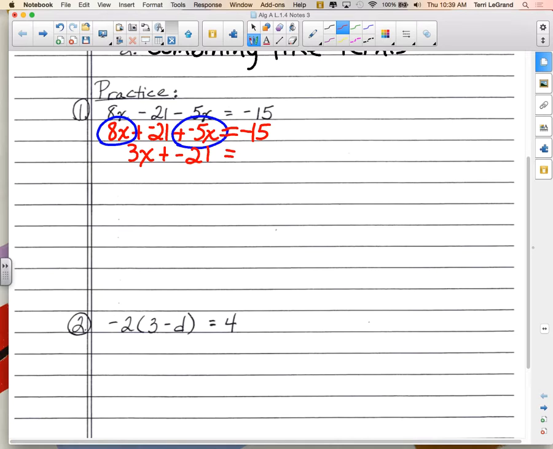We'll bring our equal sign down. Is there anything we can do on the right side? Any simplifying we can do over there? No. So it's just negative 15. Now we take a look at that and make sure: is there anything else we could do before we start solving? Can 3x be put together with negative 21? No, they're not like terms. And there's nothing over here to even put with that negative 15, so we're ready to start solving.